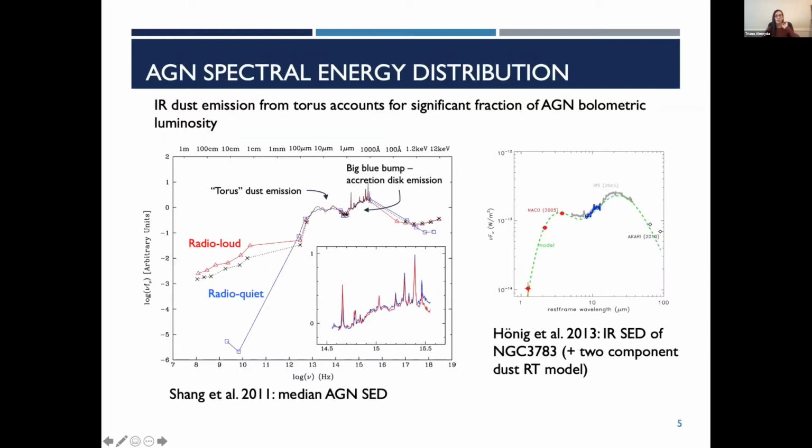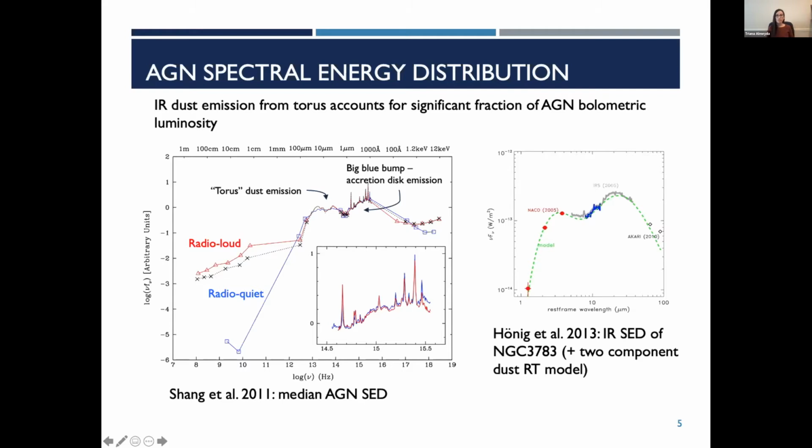So as shown on the plot on the left, AGN emit over the entire wavelength regime with the largest differences at radio frequencies. The UV to infrared continuum is characteristically dominated by two features: the big blue bump, which is produced by the accretion disk, and the infrared excess, which is due to the reprocessed dust emission from the torus. And the figure on the right shows an infrared broadband SED of NGC 3783, which was model fitted using the CAT3D dust radiative transfer model of the torus.